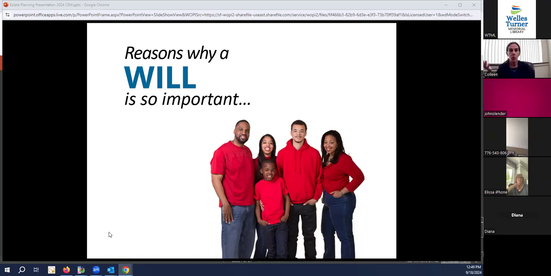So what is determined by the will? Well, that would be if I had a checking account without anyone else on it, if I owned a house and no one else is on the deed, or if I had a life insurance policy and I didn't update my beneficiary, so there's no beneficiary on it. If I won the lottery the day before I passed away, that would follow my will.